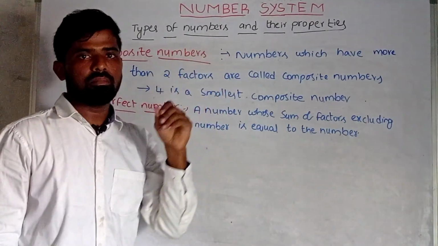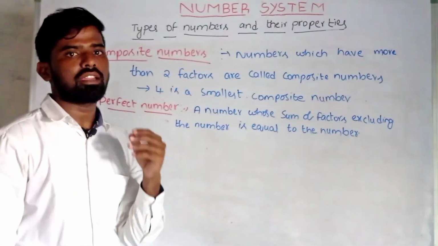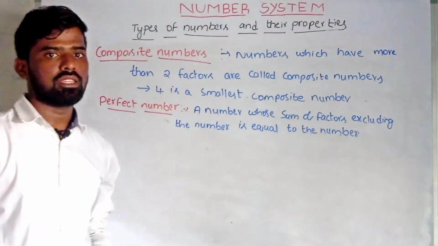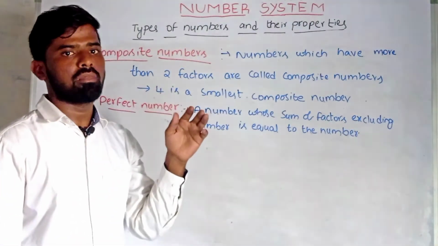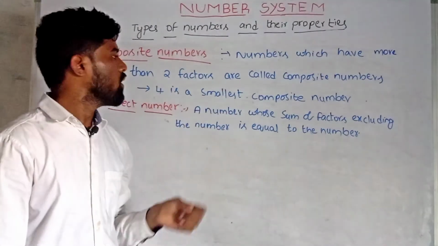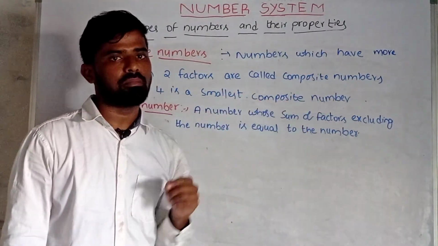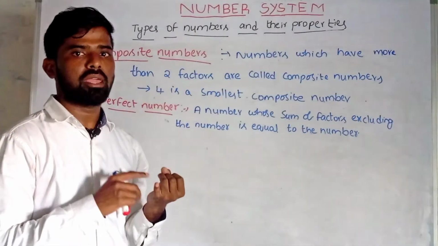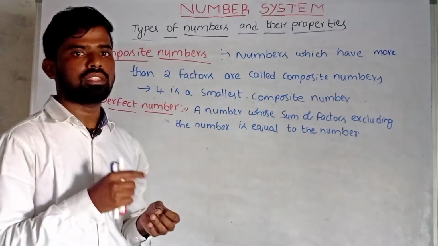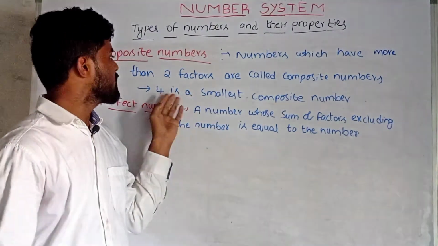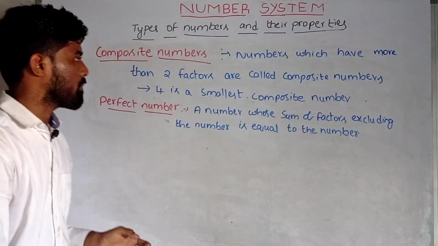Composite numbers. Numbers which have more than two factors are called composite numbers. That means numbers which are not prime are composite numbers. 4 is the smallest composite number, since 1 is neither a prime nor a composite number, and 2 and 3 are prime numbers. That means 4 is the smallest composite number.